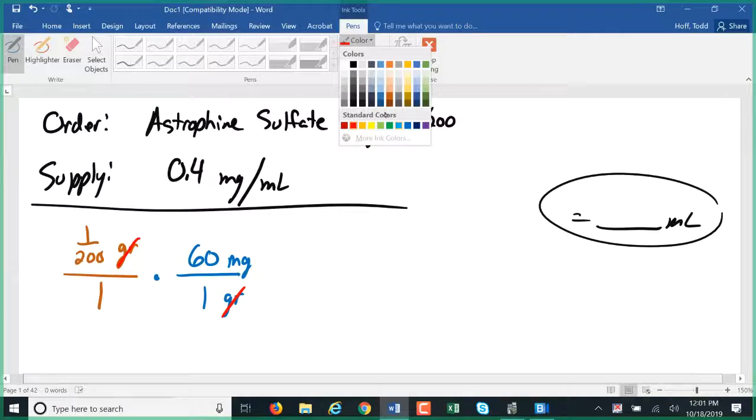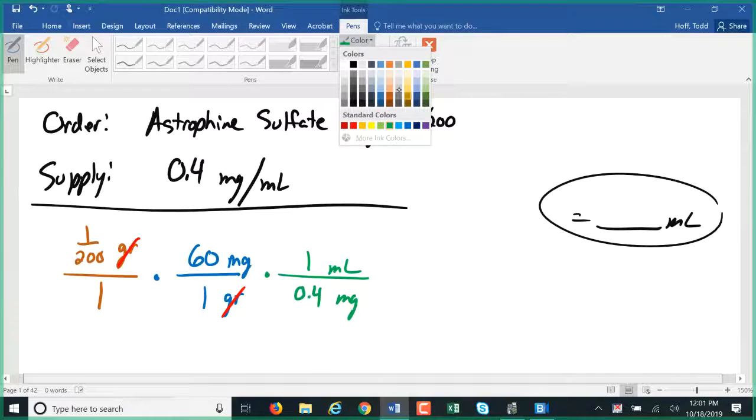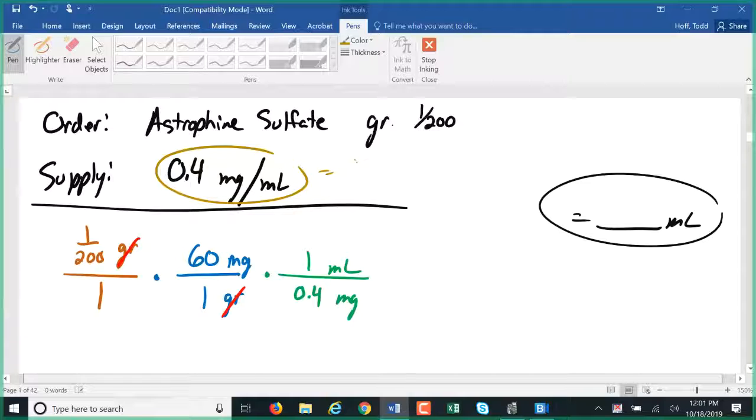Then we have the relationship: 0.4 milligrams per milliliter, so that's saying 0.4 milligrams is equivalent to 1 milliliter. That's really the key, by the way: anytime you see a rate, that becomes an equivalency. 0.4 milligrams equals 1 milliliter. Milligrams cancel out, so we'll multiply 1/200th times 60 times 1 milliliter, 60 200ths of a milliliter, over, on the bottom I have 0.4.